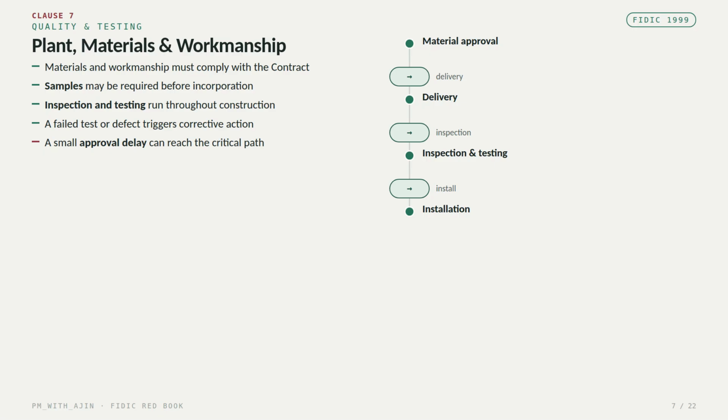For planning purposes, material approval and inspection activities should be built into the program. A delay in material approval can create a delay to procurement, delivery and installation, so a seemingly small approval delay can eventually affect the critical path.